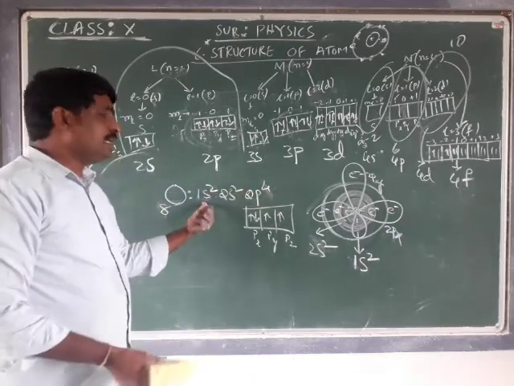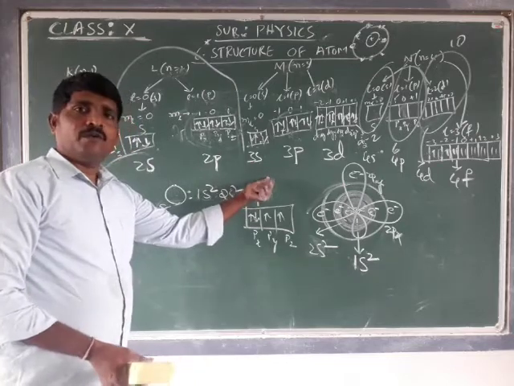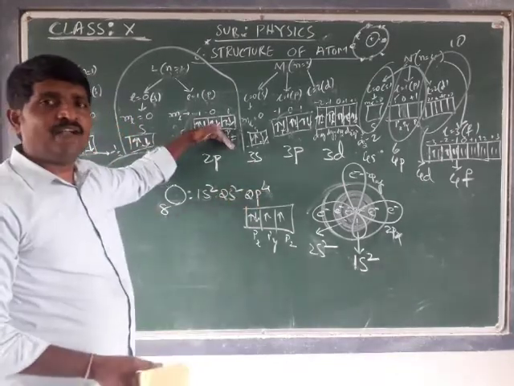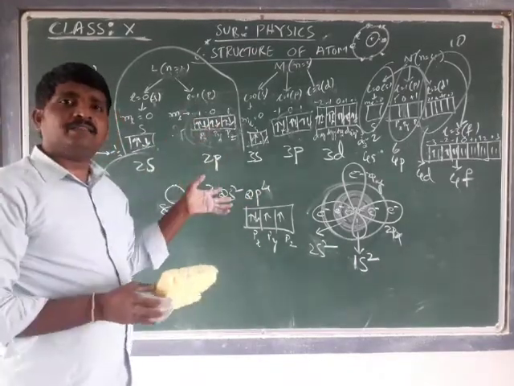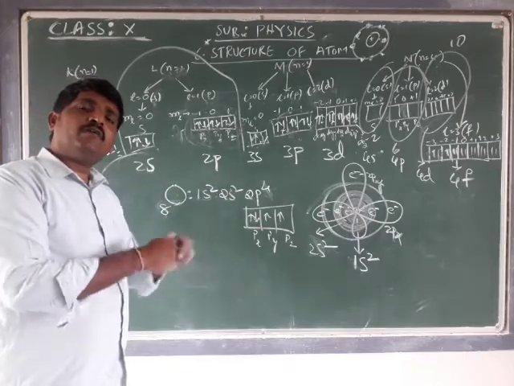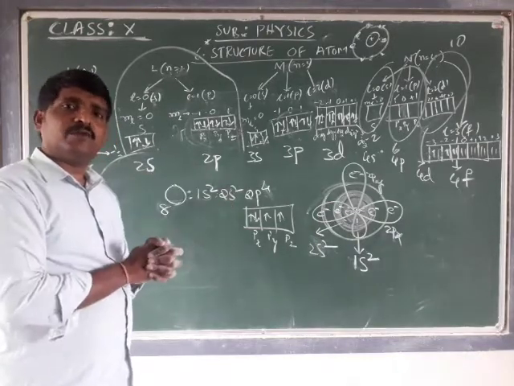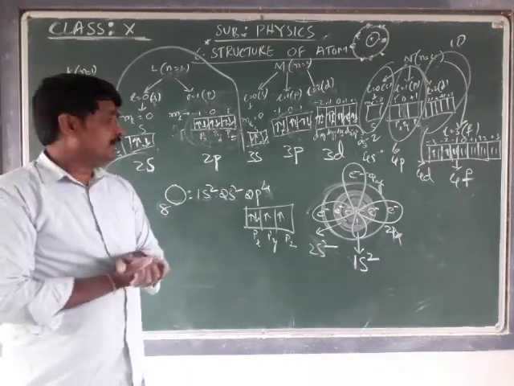How to read this? 1s2, 2s2, 2p4. That means 4 electrons in 2p. Like this, the electrons are filled in the respective shells and subshells based on their capacity. That capacity is taken based on the orientations. I hope you understood this spin quantum and all.